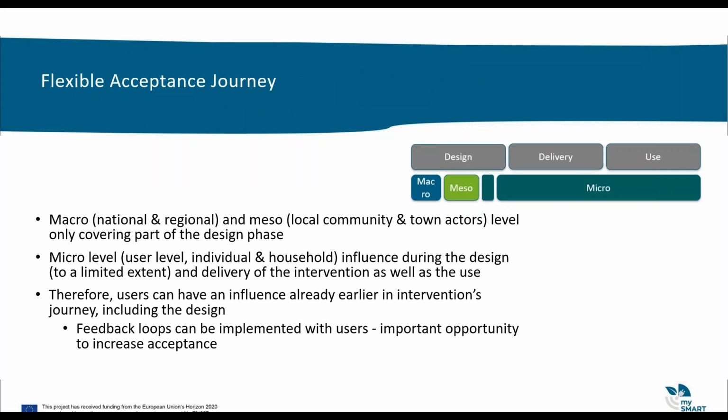Moving on to the third kind of acceptance journey, which is the flexible acceptance journey. This is, as the name says, the most flexible of the journeys. So that's the kind of interventions where you have the most opportunity to act on users' feedback. So the macro and meso levels cover part of the design phase, but then you already have an influence of the micro level, the users, already on the design phase, and of course also the delivery and the use. And that means users can actually influence the design, so really early in an intervention's journey, and you can have feedback loops that you can implement with users, and again, to use that important opportunity to create acceptance.